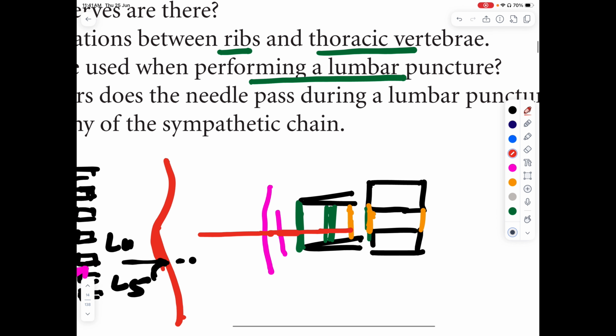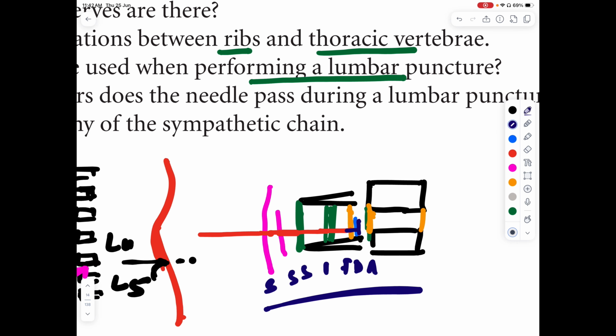the dura, and then you get the arachnoid. So it has to be dura and arachnoid, and then you get the spinal cord. So skin, subcutaneous tissue, supraspinous, interspinous, flavum, dura, and arachnoid. This is the way you go inside.